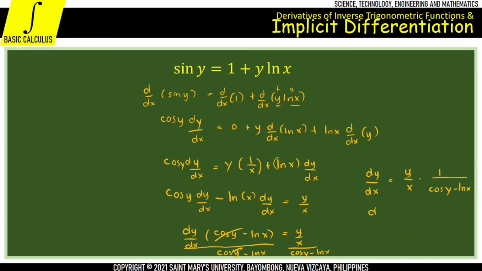Therefore, and you can simplify further as dy all over dx is equal to y, yung buong numerator, all over distribute x to every term of the other factor. So we have x times cosine of y is x cosine of y minus x times ln of x is x ln x. Okay, so that is now our final answer. So those were our examples for implicit differentiation.